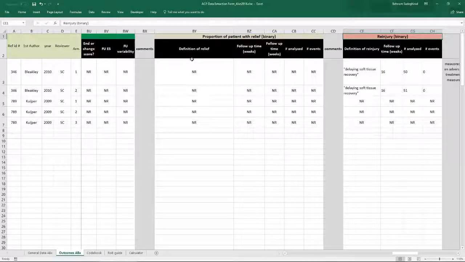This outcome and the way we need it reported is of importance to the panel, so be careful with it. We will count re-injury as an adverse event if it occurs during treatment. If it occurs after treatment ends, it should be considered an outcome. This first example paper reported re-injury both during treatment and after treatment, so we have recorded both in the sheet.